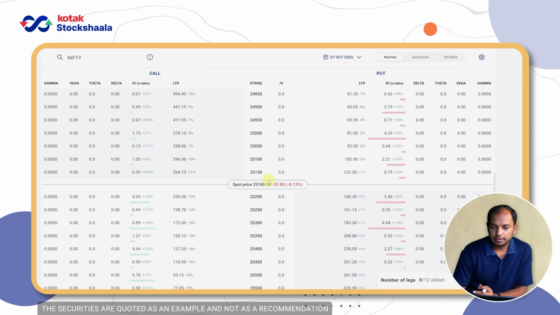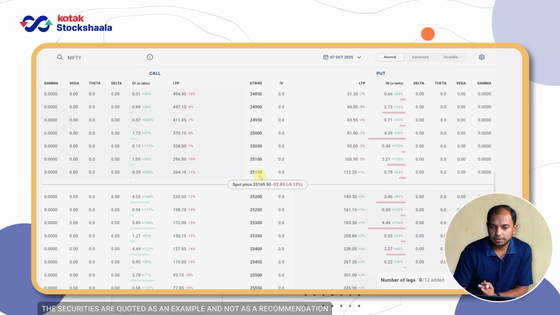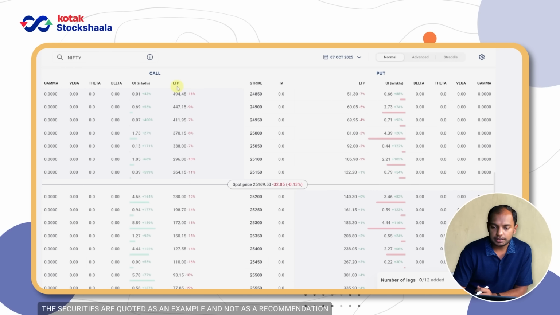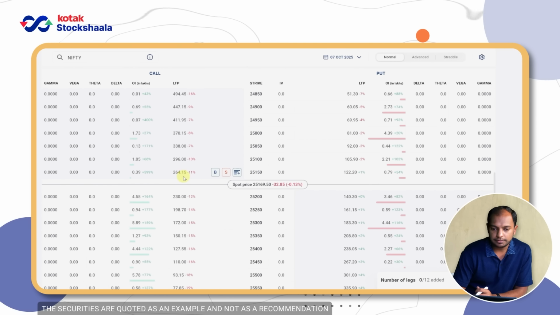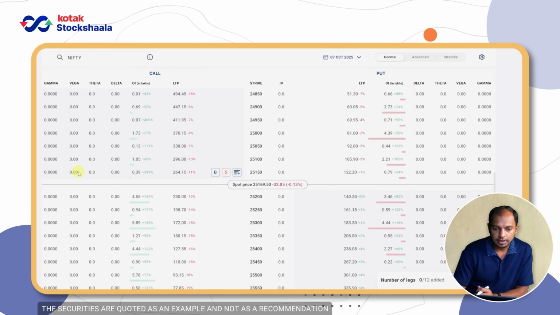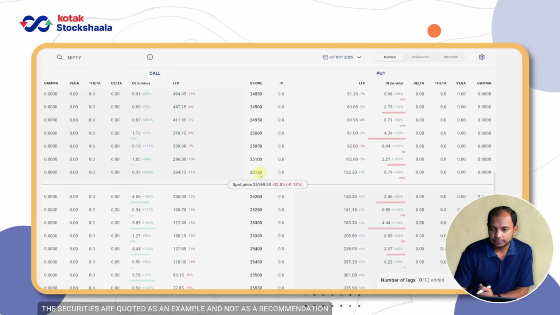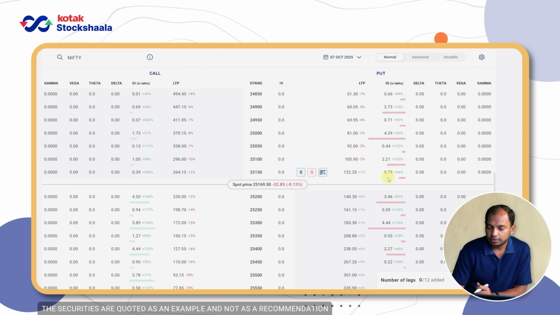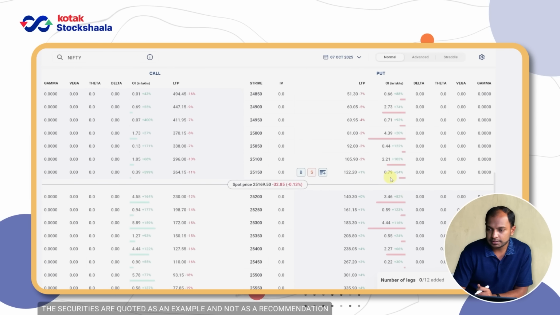So now let's understand and choose a specific strike and look at all the different columns. Let's say, for example, we look at 25,150, then the LTP, which is the last traded price for this premium for this specific strike, is 264, and the OI is 0.39 lakhs, and the delta and other values are not available at this point. We can also look at the other side for put option, where the premium is 122 rupees and the open interest is 0.79 lakhs, and again the Greeks are not available at this point.